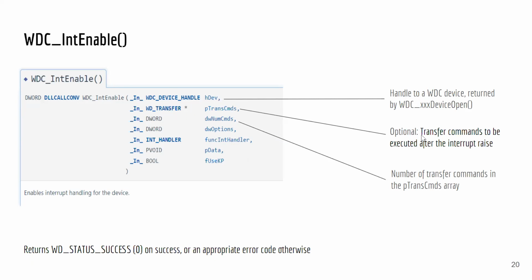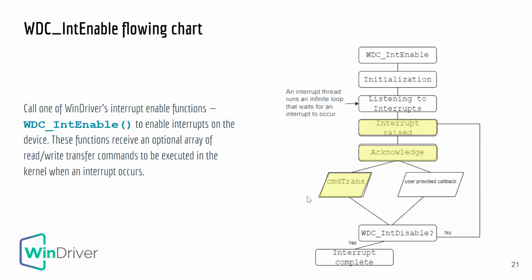It also gets a transfer command. This is optional. You don't have to send a transfer command when executing WDC_IntEnable, but you can send transfer commands to be executed after the interrupt is raised, and you can specify the number of commands in pTransCmds. So these are the first three parameters that are optional, but can be defined in the WDC_IntEnable function.